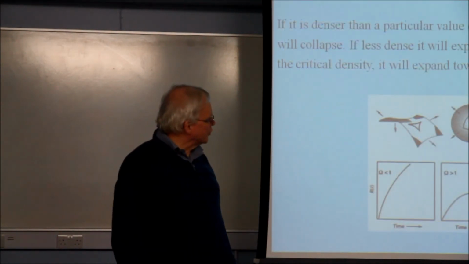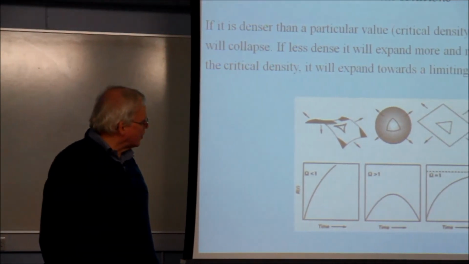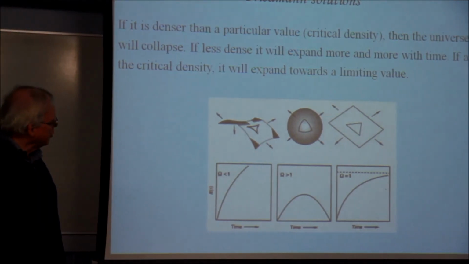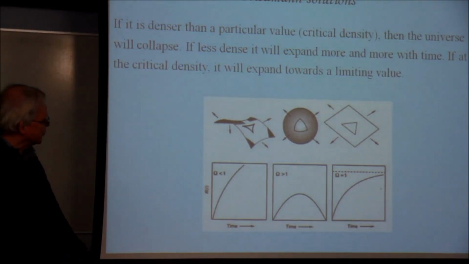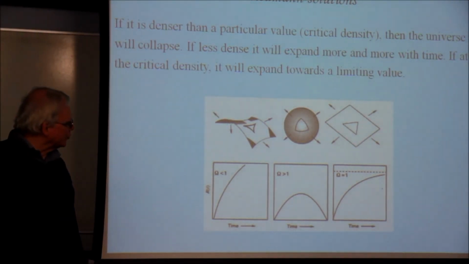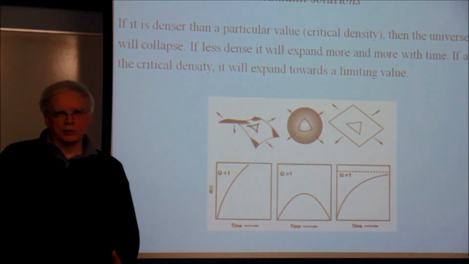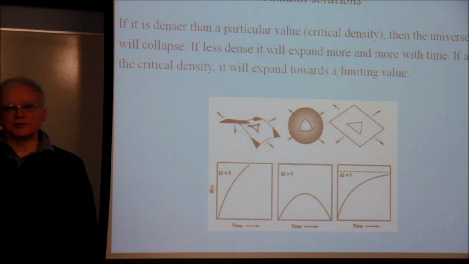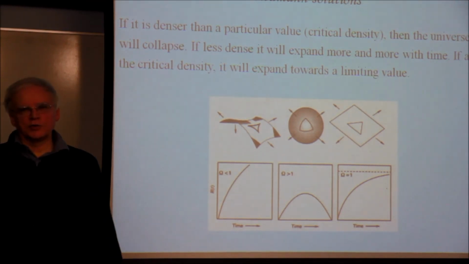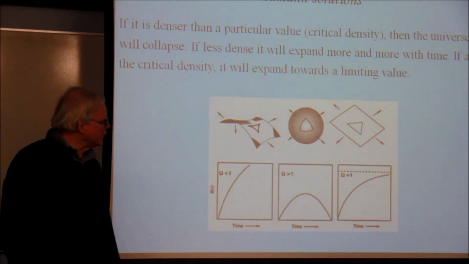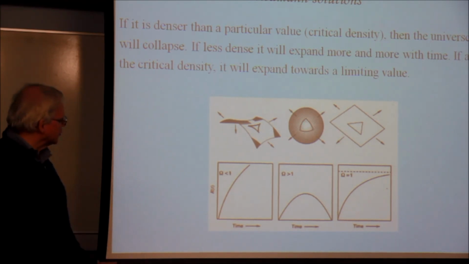And those are the three models. I'm sure you know about these. First of all, the central diagram there shows a universe collapsing because it's above what's called the critical density. So there's a value of density at which the universe, if more dense, will collapse at some point.